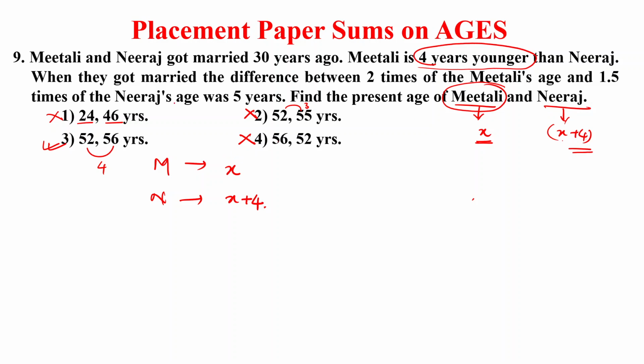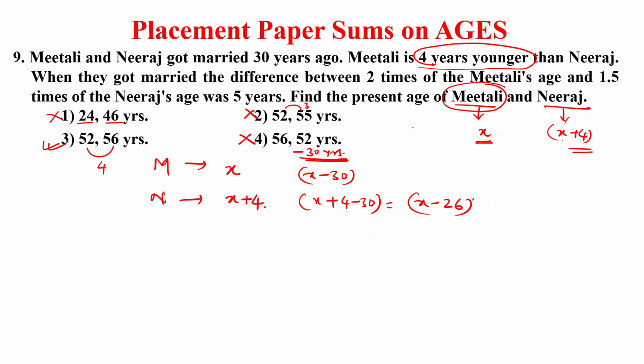Now, 30 years ago. So minus 30 years, right? What was the age? This was X minus 30, and my dear friend, this was X plus 4 minus 30, which is nothing but X minus 26 years old. Can we write X minus 26 years old? Yes, we can write.